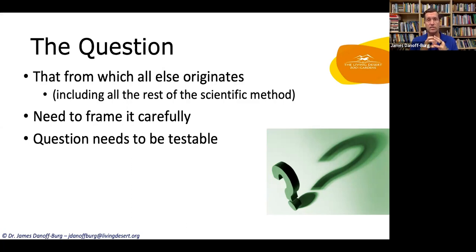So we wouldn't just ask a question and then always support it, right? It needs to be asked in a way that it could be refuted. It could be said, no, it did not work, right? Our messaging to the bus patrons was unsuccessful. So we need to know that it can be tested, right?